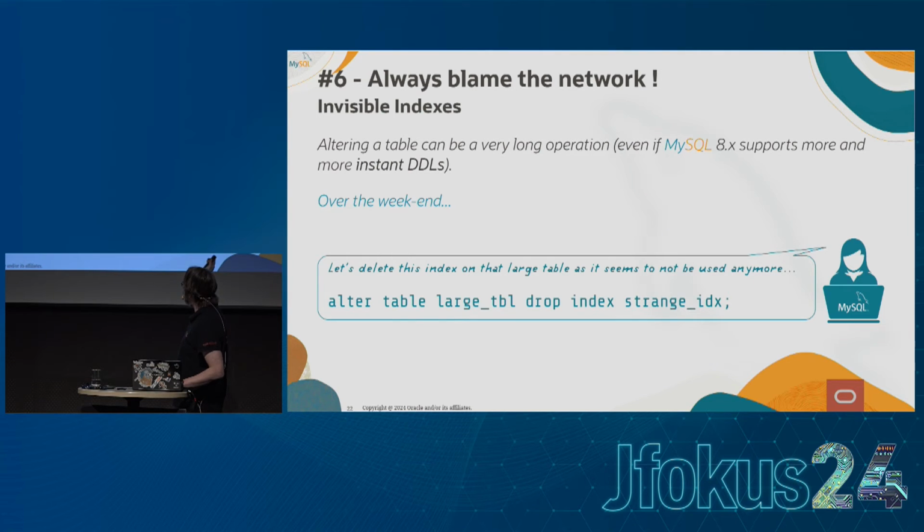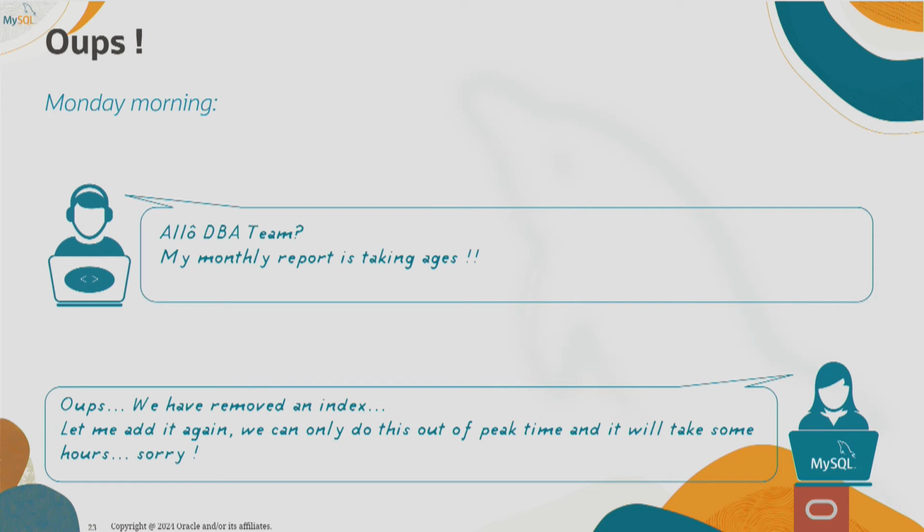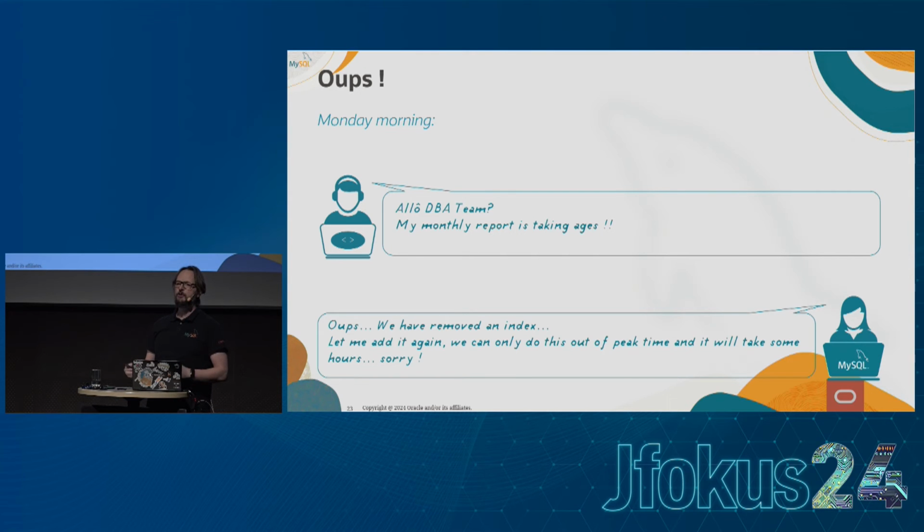So let's say I was looking at what Fred said, and I saw that this strange index was not used. So I will delete it. On the weekend, I take some time and delete that index, and it takes a lot of time. Then on Monday morning, the developer comes and says, hey, DBA team, my monthly report is taking ages. It's your fault. What's going on? And then you say, oops, we have removed it, sorry, we're going to fix it, but it will take a lot of time. I need to do it by night because it can slow down everything. So I'm very sorry, but you need to kill your report now and run it later.